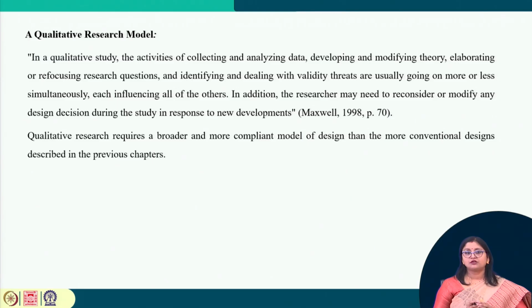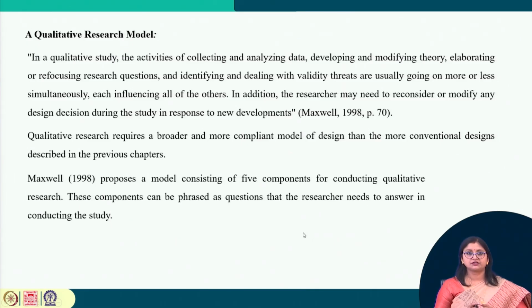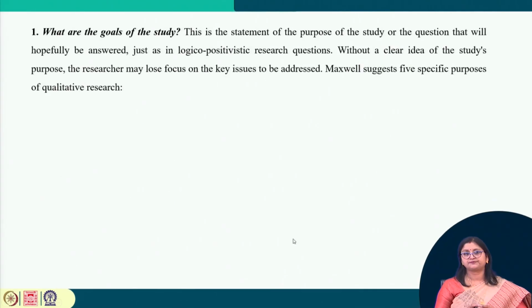Qualitative research requires a broader and more complete model for design than the more conventional designs described in the previous chapters or lectures. So, Maxwell in 1998 proposes a model consisting of 5 components for conducting qualitative research. These components can be phrased as questions that the researcher needs to answer in conducting the study. The first one is, what are the goals of the study?